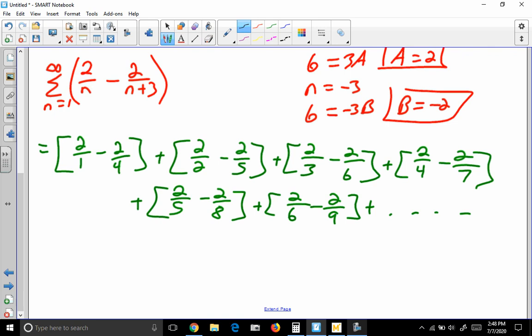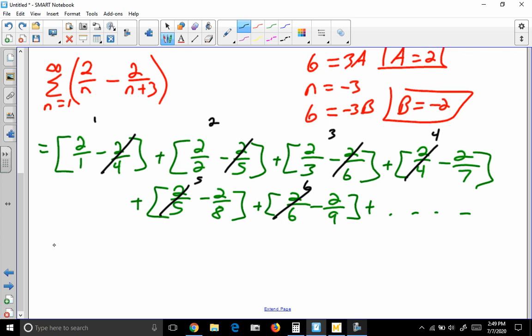But let's notice some things. After a while, we start having some terms that are replicated and they have their opposites. Notice we have a minus 2/4 here, we have a positive 2/4 here. So once we add past the third term, that one and that one cancel. We have a minus 2/5 here, we're going to have a positive 2/5 here. We have a minus 2/6 here, we have a positive 2/6 there. We have a minus 2/7 here, our next term would have a positive 2/7. So those are going to cancel.